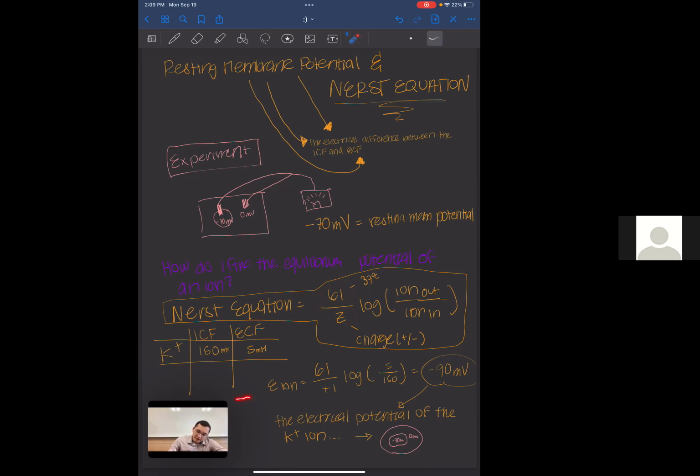Then we're applying it for an example with potassium. So usually for potassium, the concentration inside of the cell is 150 millimoles and outside of the cell is 5 millimoles. We plug all the factors into the equation and we get around -90 millivolts. So the electrical potential of the potassium ion for the cell is -90 millivolts, which makes sense as we compare it to other graphs. So that's how you apply the resting membrane potential and the Nernst equation to figure out the electrical potential of a specific ion. And that's it.